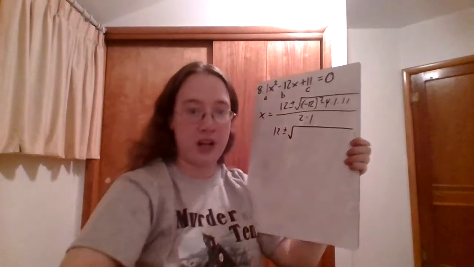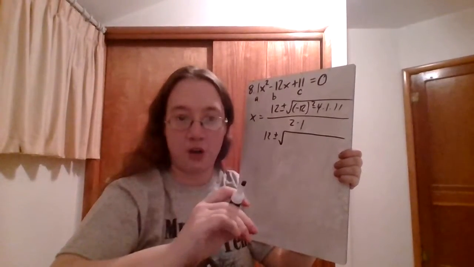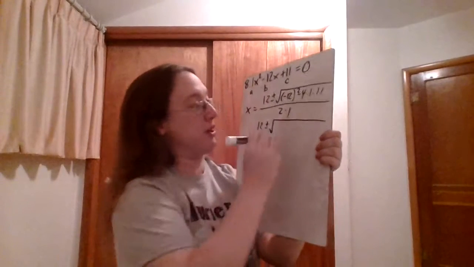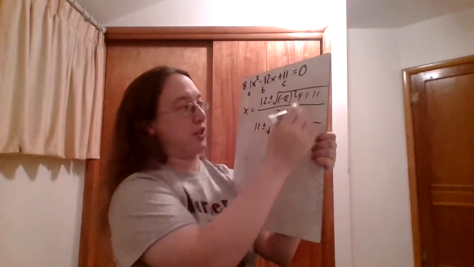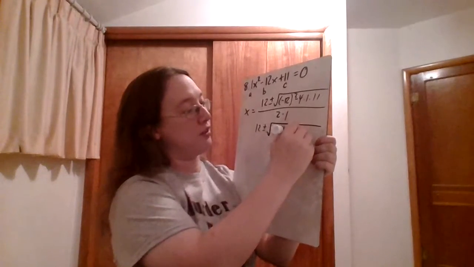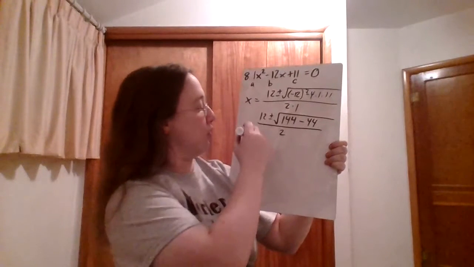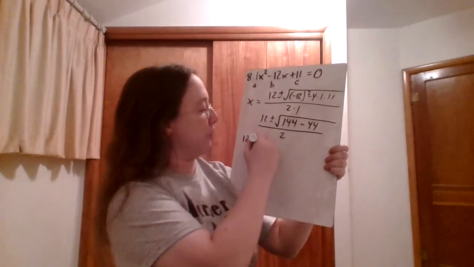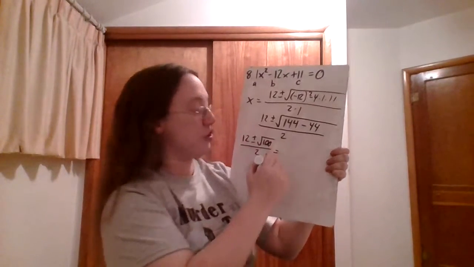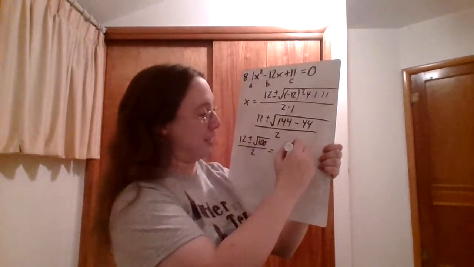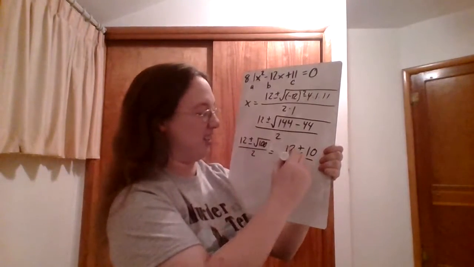Now, watch out for if you're plugging that negative 12 squared into your calculator, put parentheses around the negative 12 and then square it, because you want to make sure you end up with a positive 144. Minus 4 times 1 times 11 is 44. Over 2. Alright, 144 minus 44 is 100. Square root of 100 is 10. And again, any of these square roots that you don't know off the top of your head, feel free to plug it into your calculator. You probably knew that one.